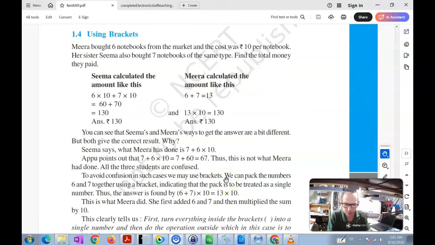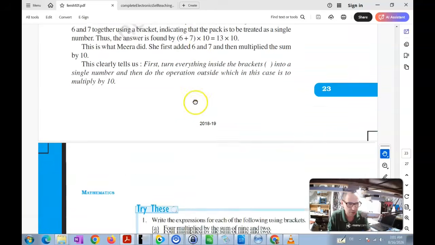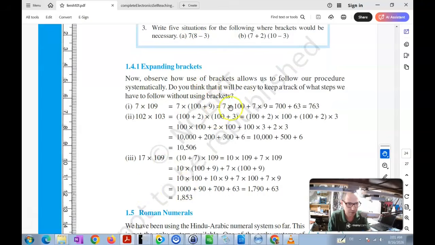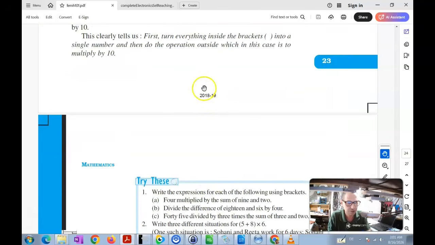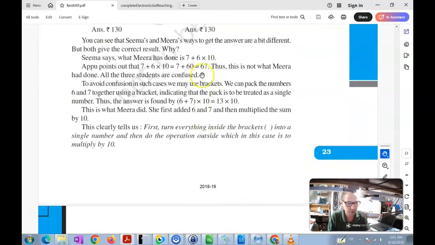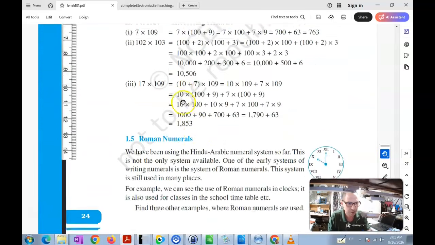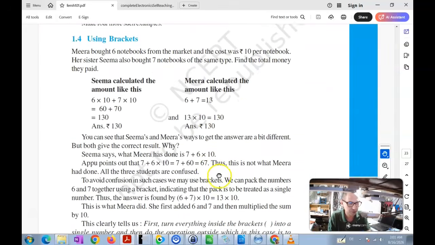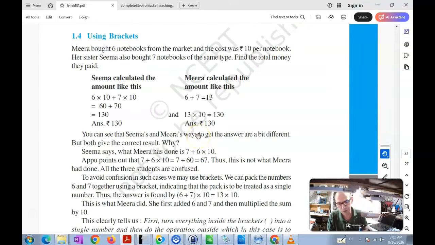Okay, so now in this video we will talk about using brackets, and this is essentially the beginning of algebra. I mean, in these sections over here, for example, using brackets and expanding brackets, this is the beginning of algebra, and this is something that you need to understand about the books that I have chosen for these courses.